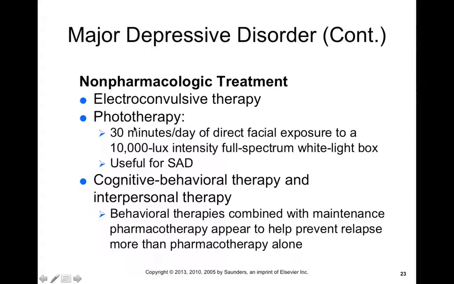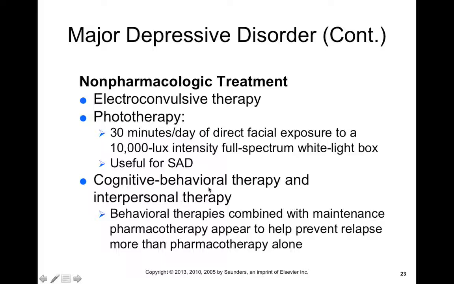Now, there's also phototherapy. We see that light exposure, especially UV light exposure, helps to improve mood. So if someone has a seasonal pattern of depression, or maybe for whatever reason they're indoors a lot and they're not exposed to natural sunlight, we can mimic this with 10,000 lumen intensity full spectrum white light box exposure. And this is useful for seasonal affective disorder. But even just 30 minutes a day of direct facial exposure to this type of light can help improve mood.